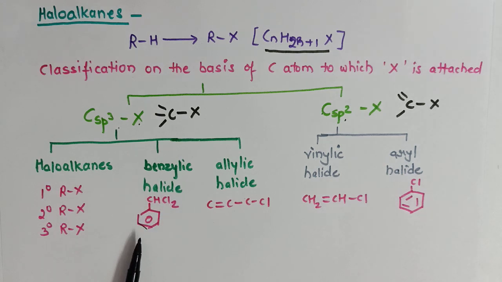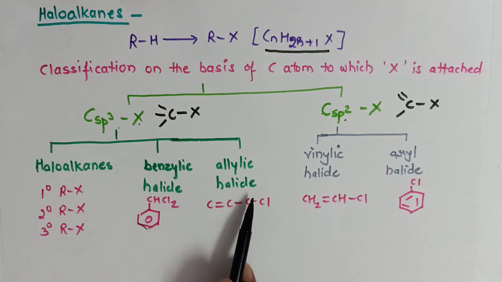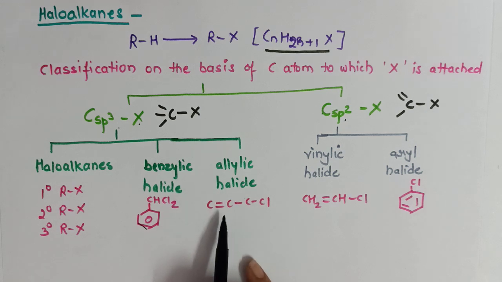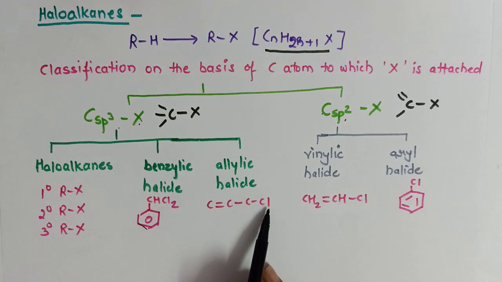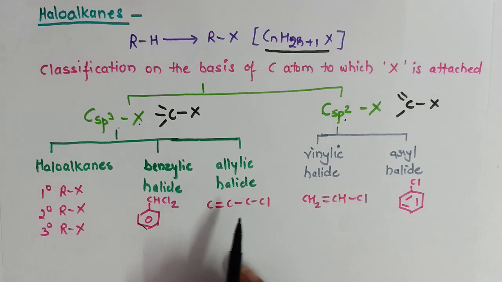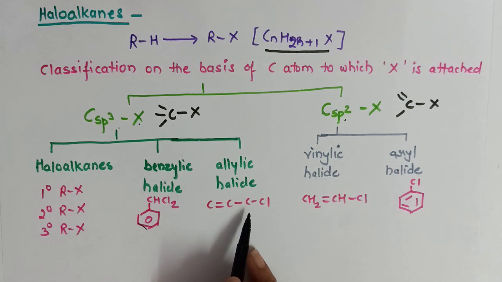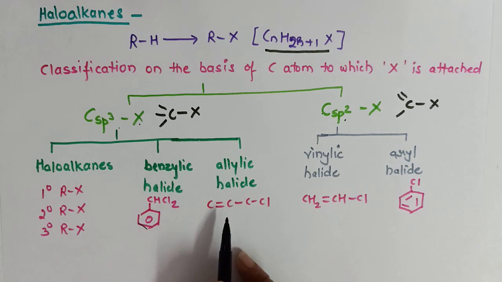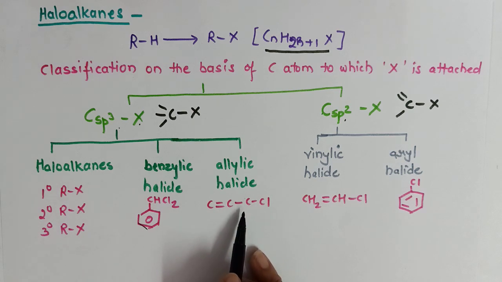For example, in this case, 1,1-dichlorophenylmethane, the halogen atom is attached to the side chain. Allylic halide means in aliphatic compounds the halogen will be attached. For example, as you can see, this one is propene, and I will call it 3-chloroprop-1-ene. So in allylic halide, halogen will be attached next to the doubly bonded carbon atom.